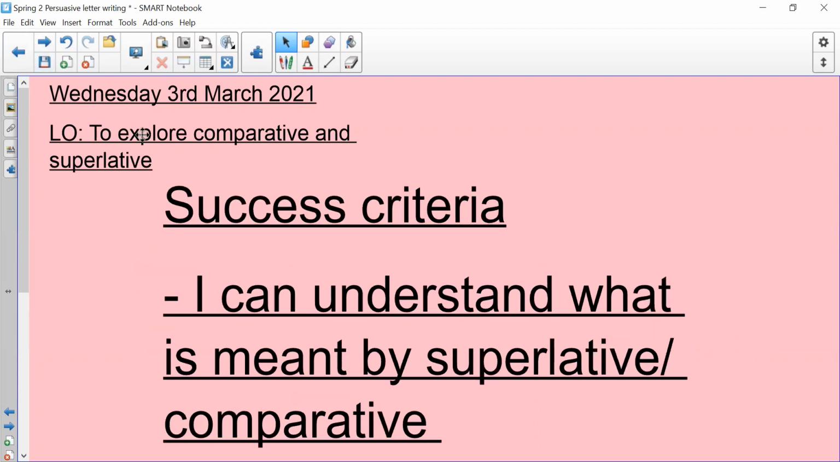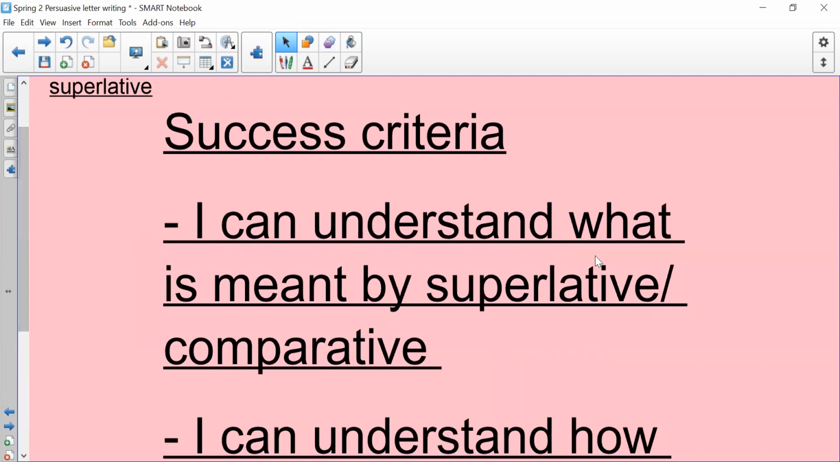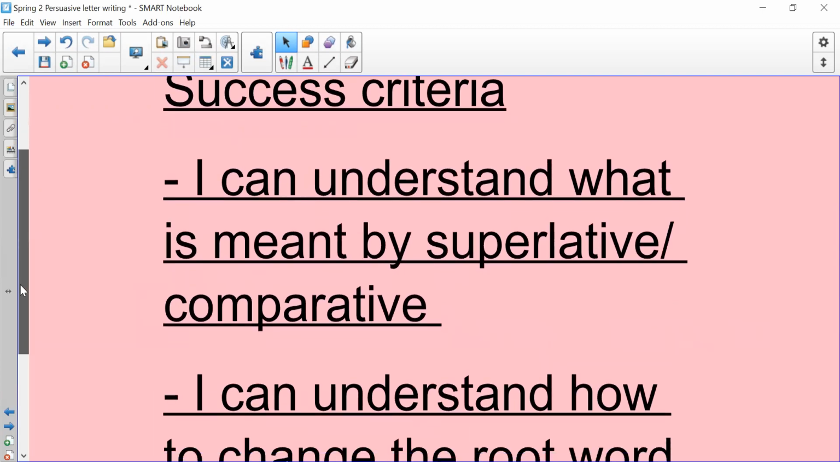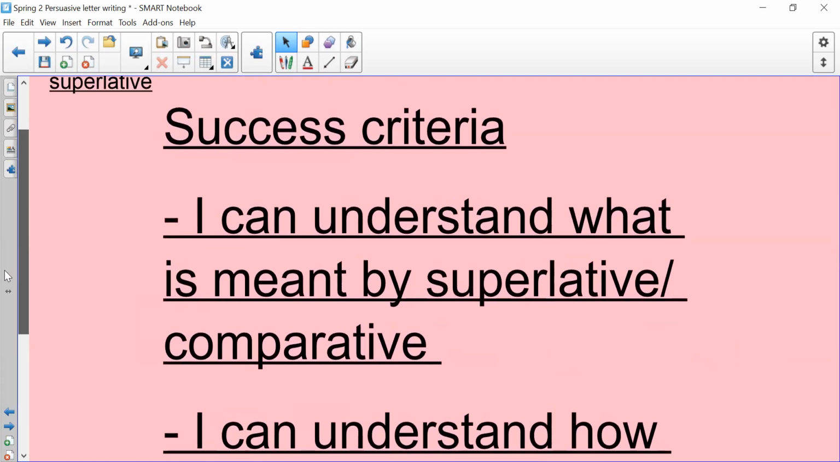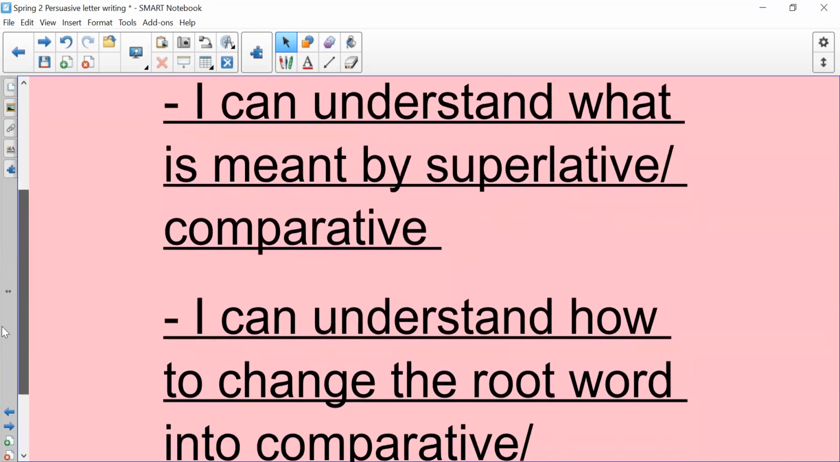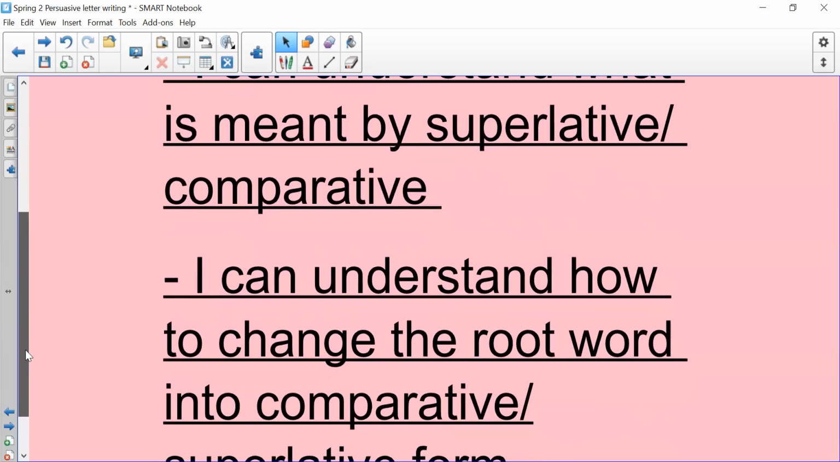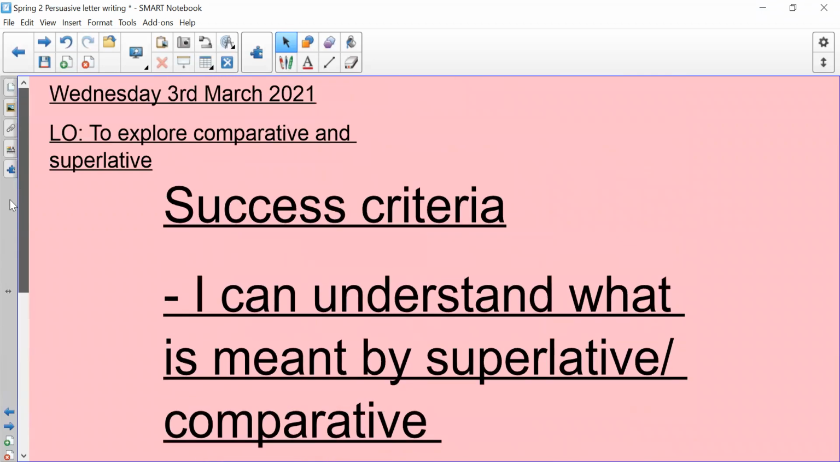Okay, so let's get back into today's lesson. We're going to be exploring comparative and superlative words, but how are we going to be successful in achieving our learning objective today? Hopefully, by the end of the session, you will understand what is meant by superlative and comparative, and you will understand how to change the root word into comparative and superlative form.